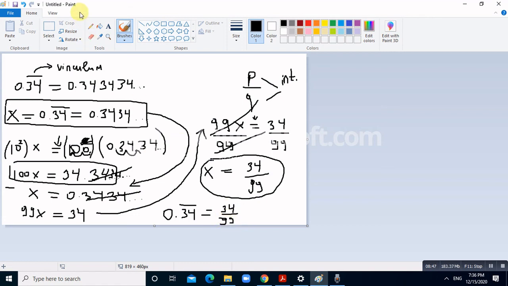Okay, and you can finally double check this in your calculator if you have one handy. Yep, we got it right.